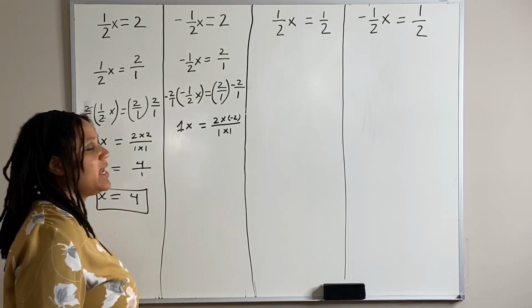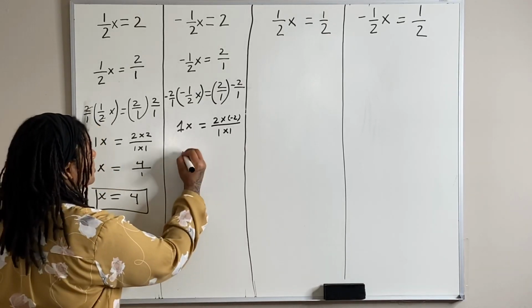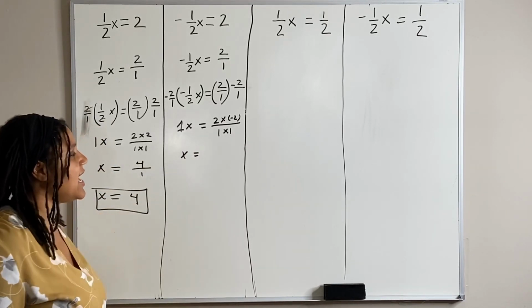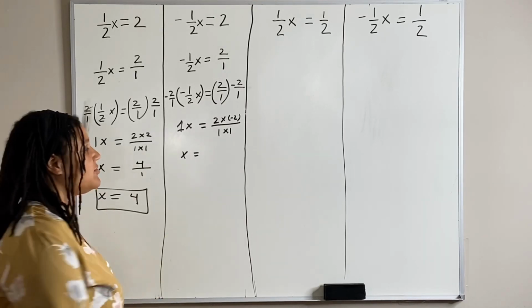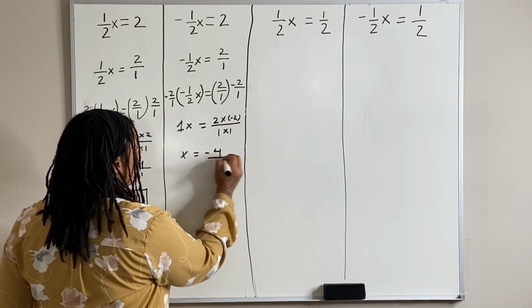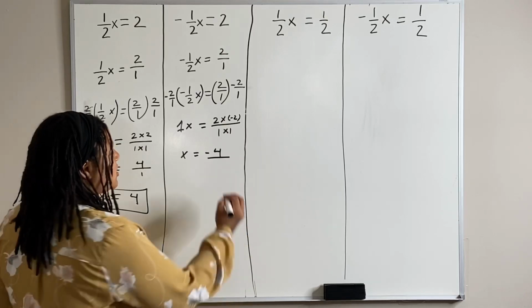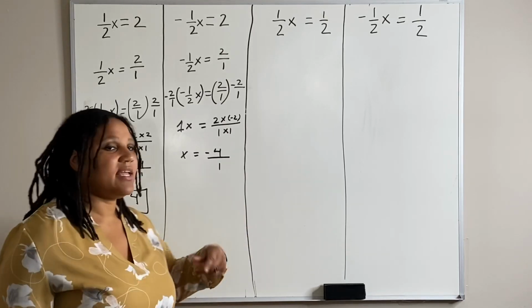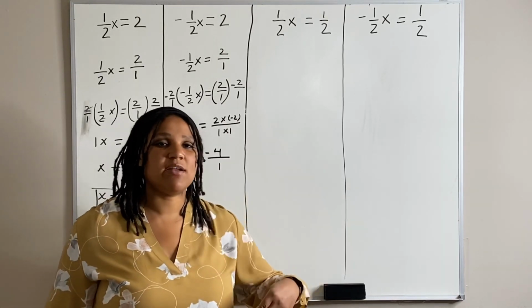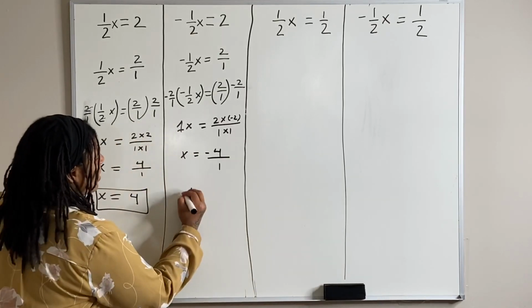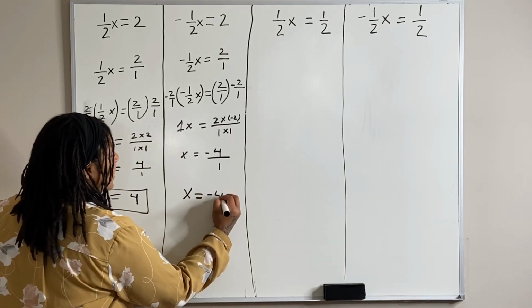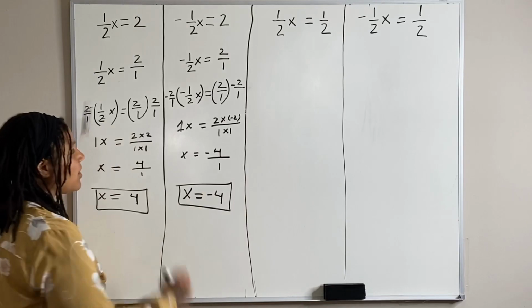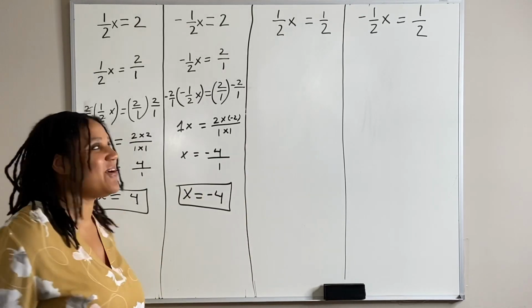Again, 1x is just x, so I'm just going to rewrite that as an x. 2 times a negative 2 is a negative 4, and 1 times 1 is just 1. And again, negative 4 divided by 1 is just a negative 4, so I'm just going to rewrite it as negative 4, okay? Moving on to our third example.